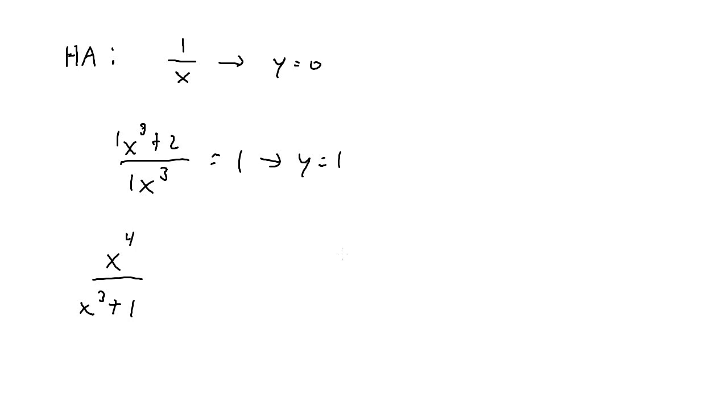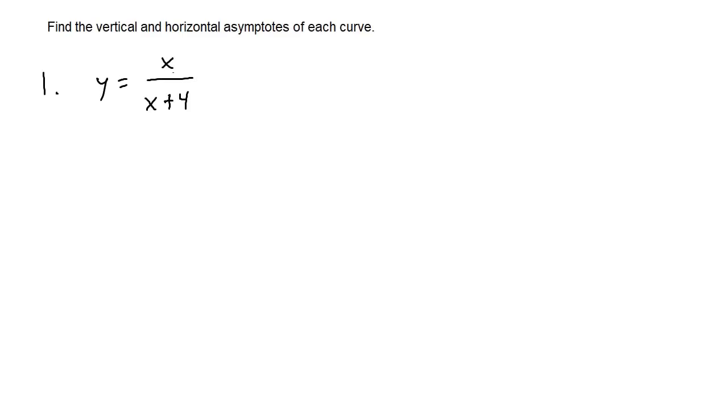asymptotes. And so now for vertical asymptotes, if I go ahead and label it as VA, all you have to do is go ahead and set the denominator equal to 0. And when you find those x values that make the denominator equal to 0, those x values are going to be where the vertical asymptotes are. So let's go ahead for these next set of problems, find the vertical and horizontal asymptotes of each curve.